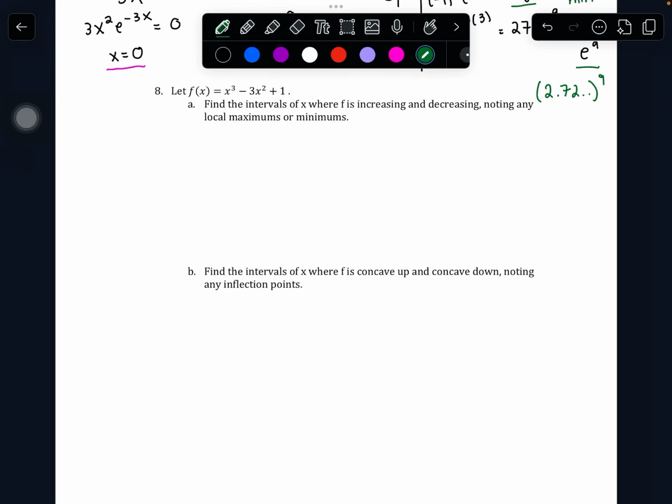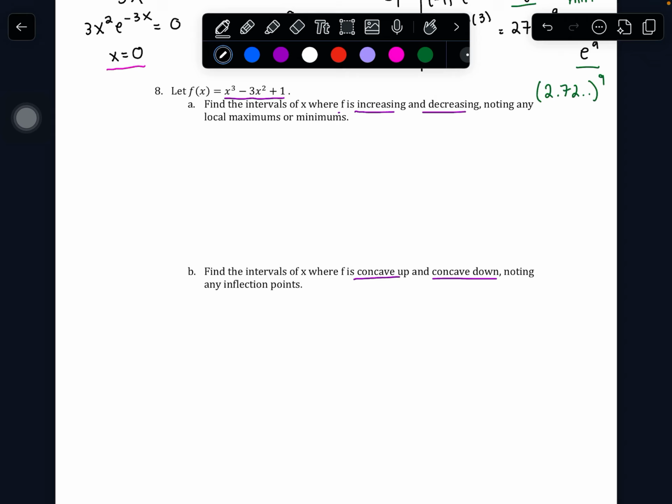All right, for number 8, we have a polynomial, which is nice. We like polynomials. And we need to do intervals where f is increasing, decreasing. And then we have to do the same thing for concave up, concave down. Hopefully, we're feeling good about these kind of problems because we've quizzed on them a few times already. And it's a polynomial, so our life isn't going to be too difficult.